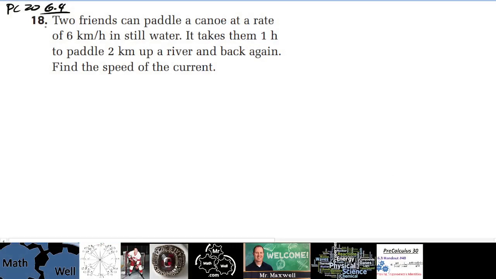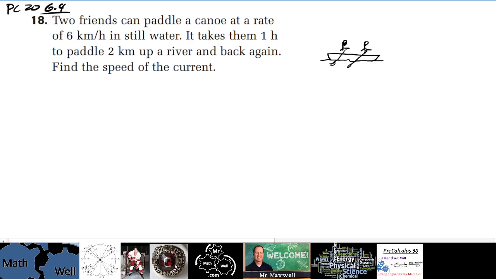Okay, so 6.4, number 18 here, it says two friends can paddle a canoe at a rate of 6 kilometers per hour in still water. Okay, so we got a bit of a canoe here. We got two friends that are paddling. Okay, here we go. I'm going to draw a picture in this, of course. Going to need to do that. There's a paddle. And there's another set of friends there. Another guy there, or a girl, whatever. Paddle in the water. Awesome.